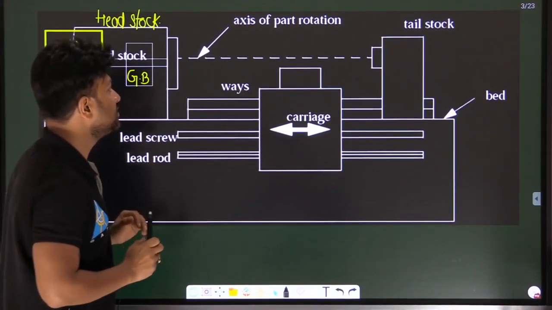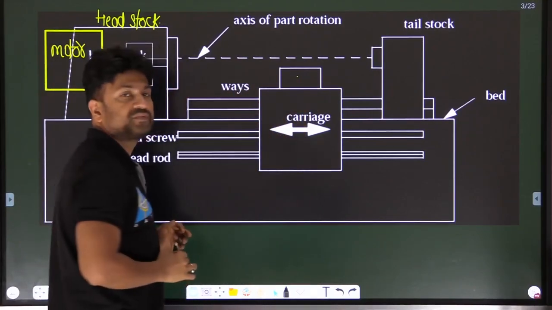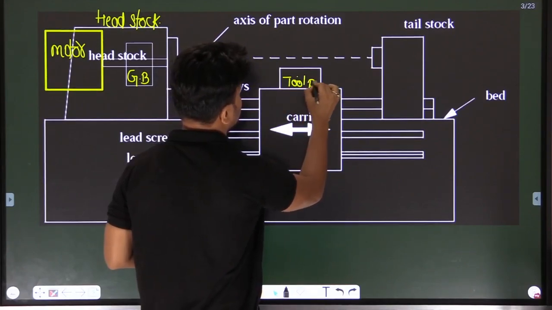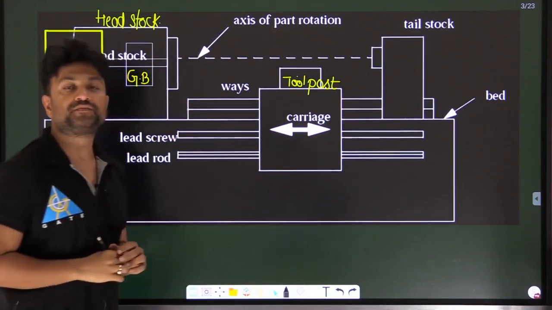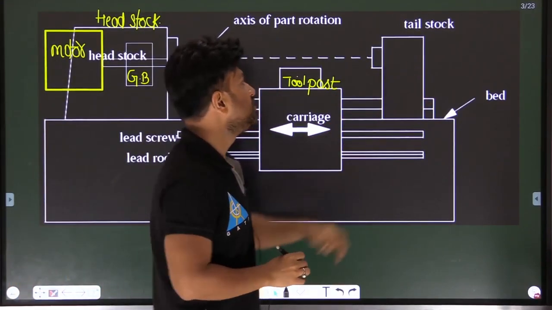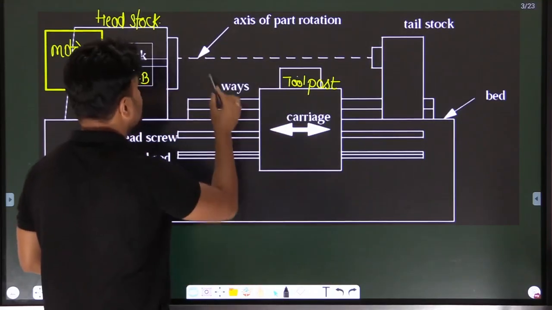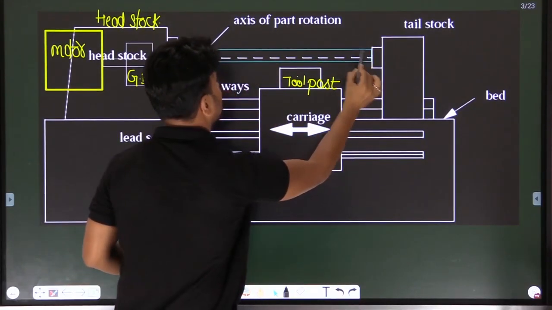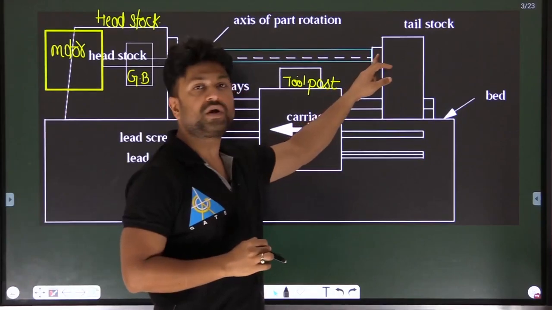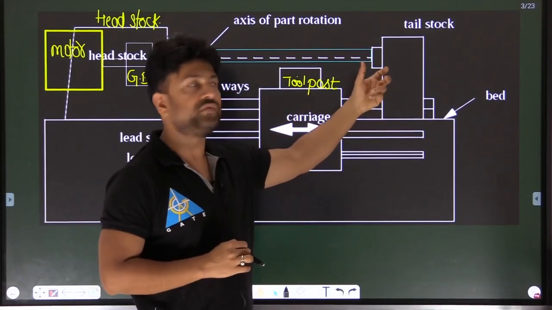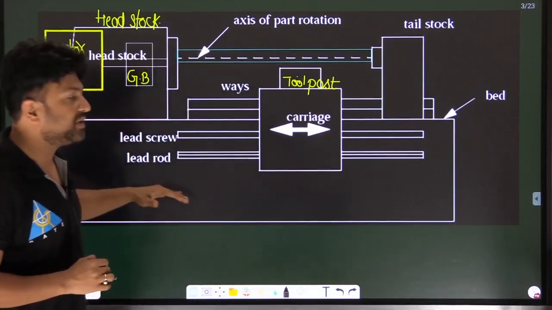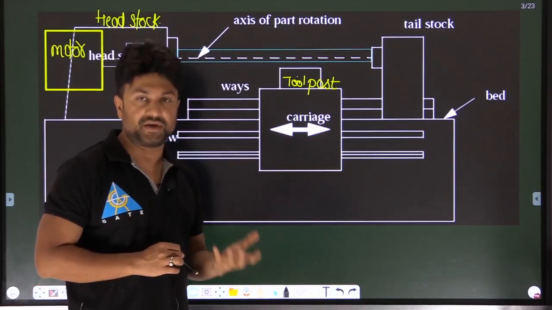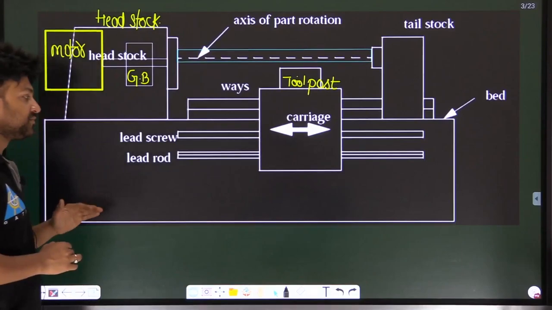I will tell you later, don't worry about that. Now, this is the tool post, where you can mount the tool. This is a tailstock where you can mount the other end of the workpiece, or sometimes we can hold a tool there, like a drill tool we can hold in the tailstock. This is a bed where all the chips and cutting fluids come, right?